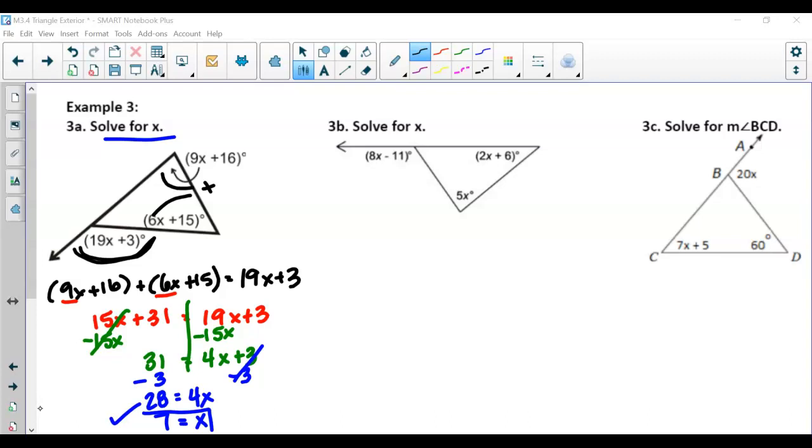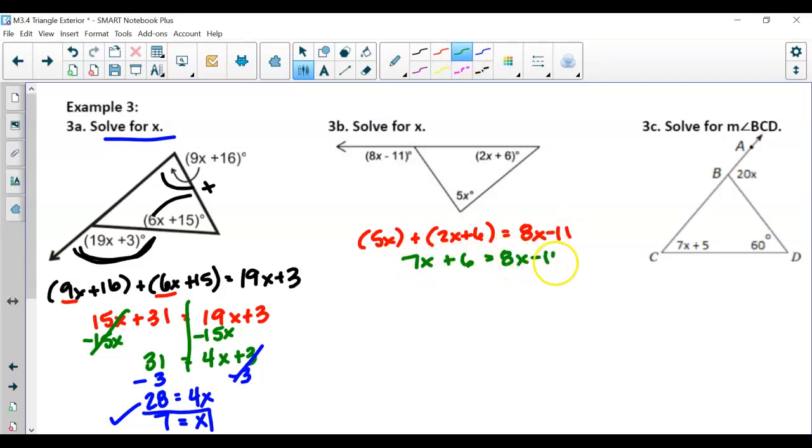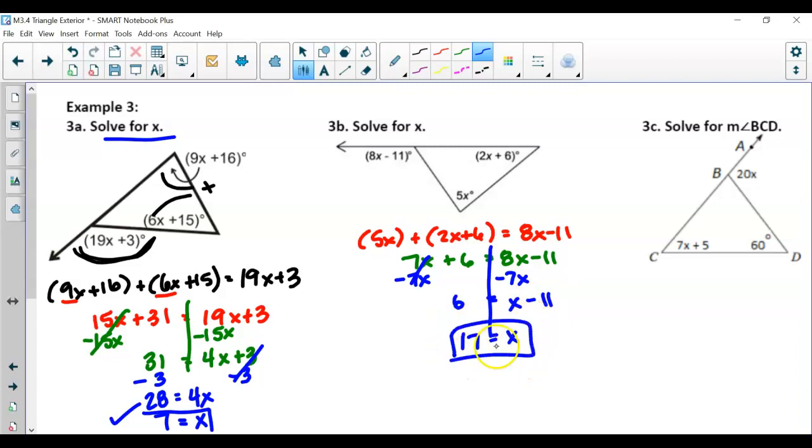And here we go. So for 3B, you needed to add the two interior because they were remote interior from your exterior angle. So 5x plus 2x plus 6 is equal to 8x minus 11. And then combining like terms, 7x plus 6 is equal to 8x minus 11. Then make sure to gather your variables. So subtracting 7x from both sides, 6 is now equal to just x minus 11. So when you add 11, you get x is equal to 17. And that was your final answer because you're just solving for x here.